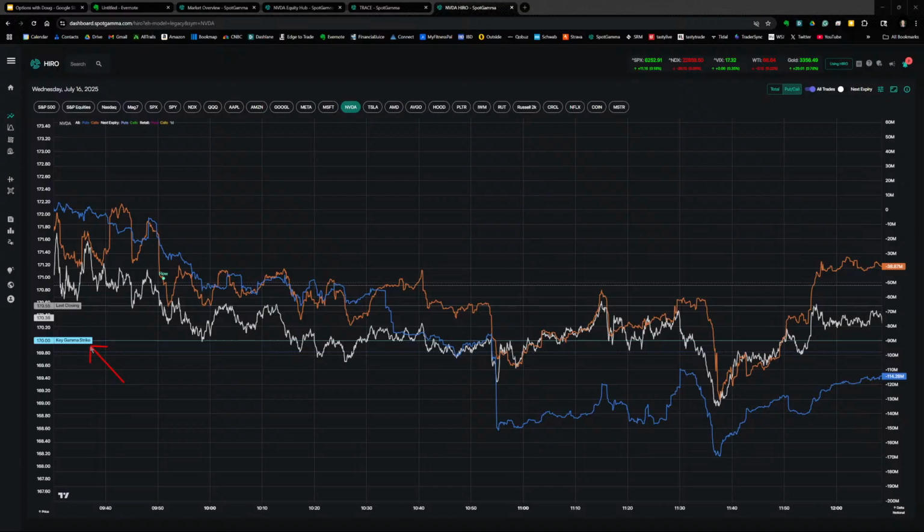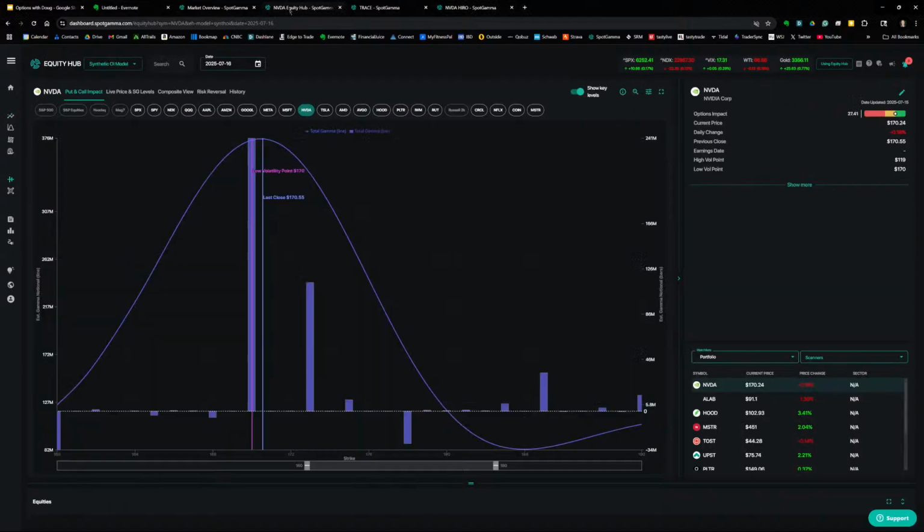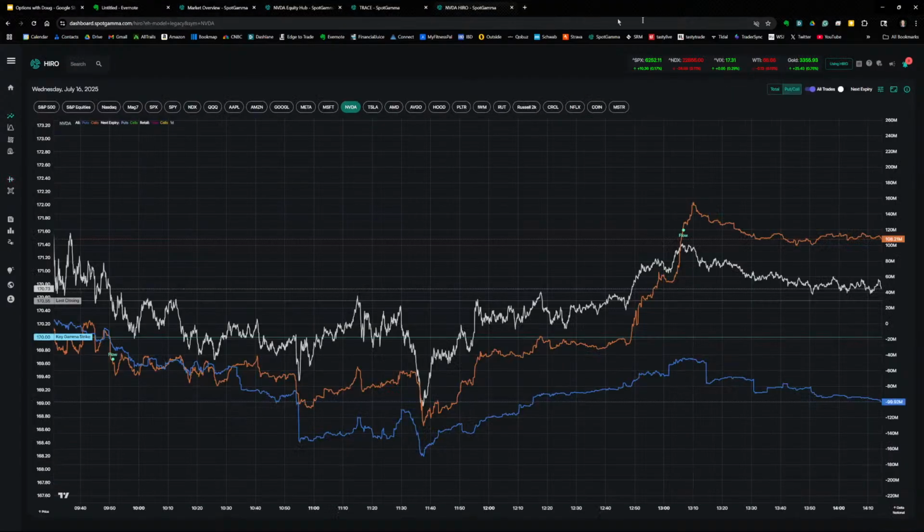Nvidia spent a lot of time trading around the 170 key gamma strike. Now it's trading back above that level. So it did trade up and down below that level. And let's see if we can take a look at why. So this is the equity hub. This is for Nvidia. Showing very strong positive gamma right here at the 170 level. So again, remember, positive gamma, market makers are trading against price. So with such large positive gamma, price tends to pin around that level. And that was what was happening earlier today.